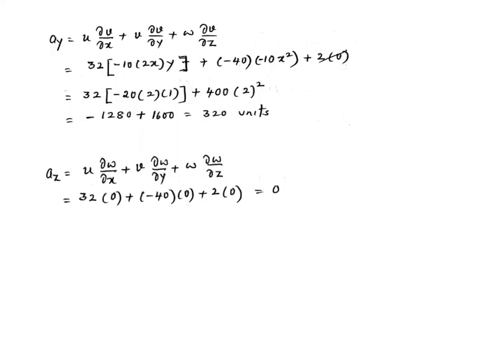Similarly, you can take az, which is u dou w by dou x plus v dou w by dou y plus w into dou w by dou z. Take the equation for w, which was 2t. There is no x term, so 0, no y term, so 0, no z term, so it will be 0. Therefore acceleration in the z direction will be 0. Now the total acceleration can be determined as root of ax square plus ay square plus az square, which comes to 344.65 units, which can be meter per second square.